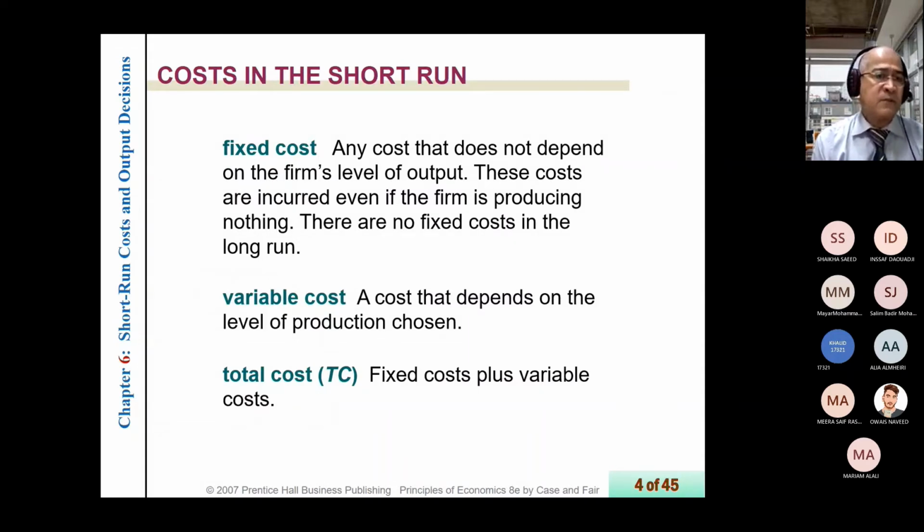Why? Because he can rent another piece of land. So all resources are variable in the long run. So let's focus on the short run. So this is fixed cost.